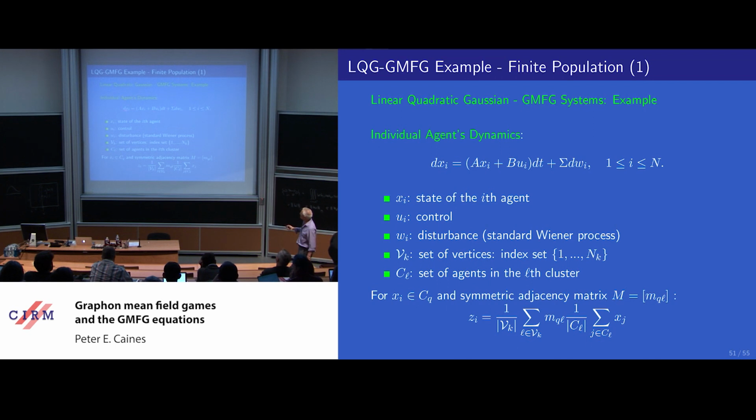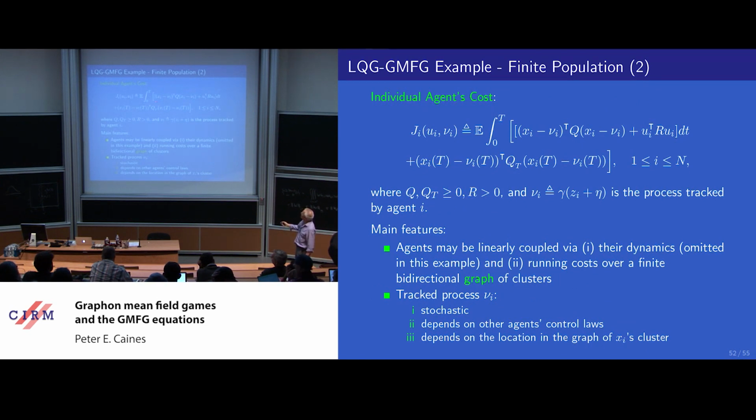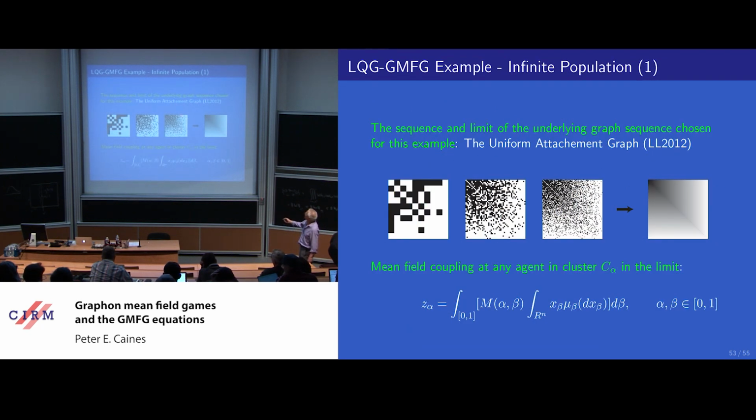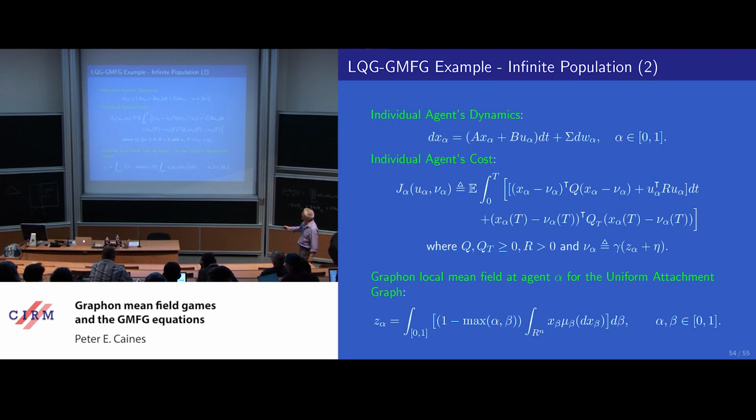So in order that we get a question, I'll say that here's the LQG problem, here's the LQG case. Here is the finite averaging. Here we have the individual's costs. Incidentally, this business of following the crowd was the original problem that Mini and Roland and I considered in our first LQG MFG paper. So now let's couple these clusters by the uniform attachment graph, whose graphon is given by 1 minus max alpha beta.